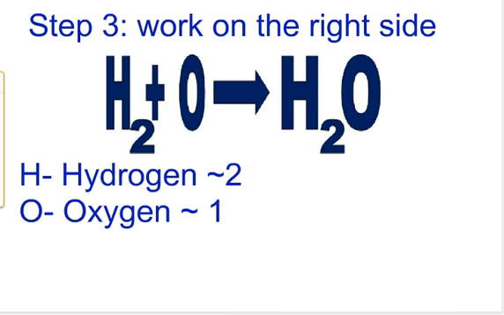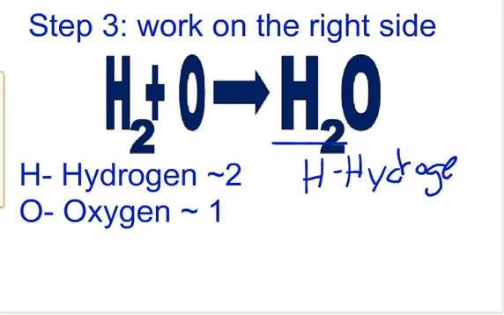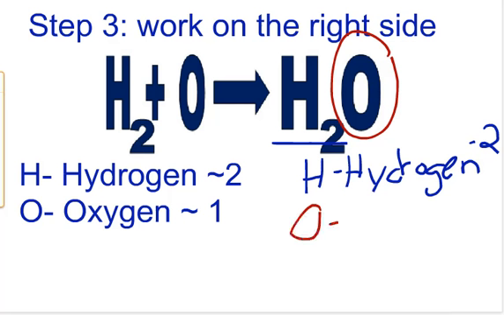Step 3, we need to work on the right. We do exactly what we did with step 1. H. H is hydrogen. Write it all out. And there is a subscript of 2. So there are 2 hydrogen atoms. Look at O. O is oxygen. It has no coefficients or subscripts, so it's an understood 1 oxygen atom.